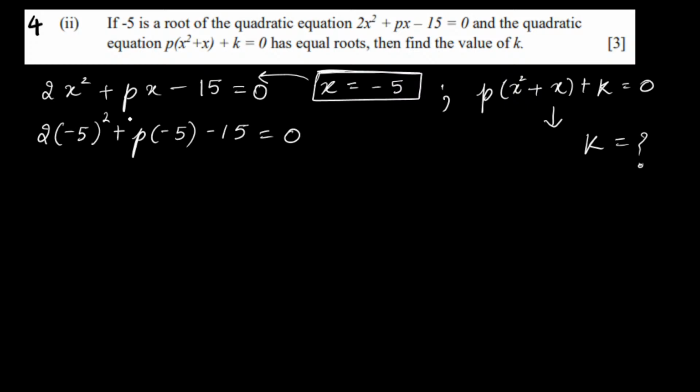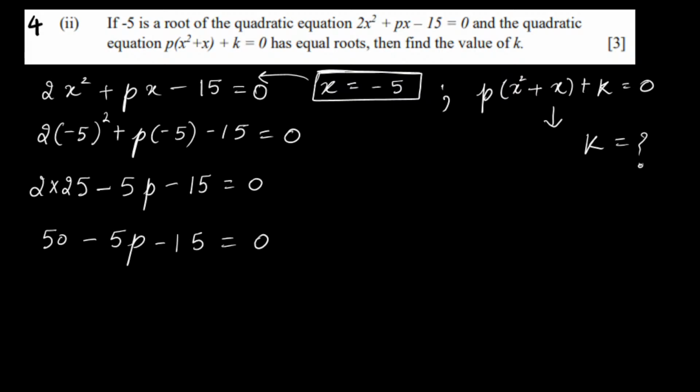So the square of a negative is always positive. So minus 5 square is positive 25. So 2 into positive 25. Minus into plus is minus. So minus 5 into p, I can write 5p, minus 15 is equal to 0. So 25 into 2 is 50, minus 5p minus 15. Like terms we can solve: 50 and minus 15. These are like terms. So 50 minus 15 I can solve. This is 35. 35 minus 5p is equal to 0.